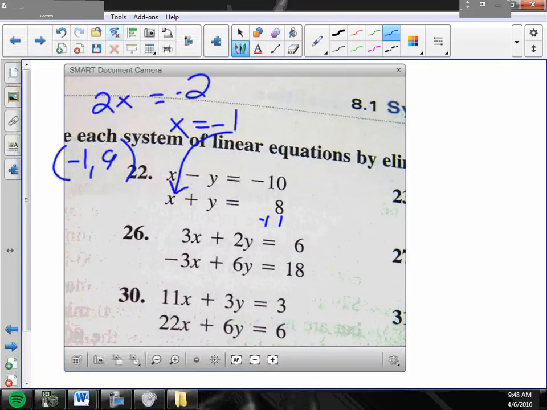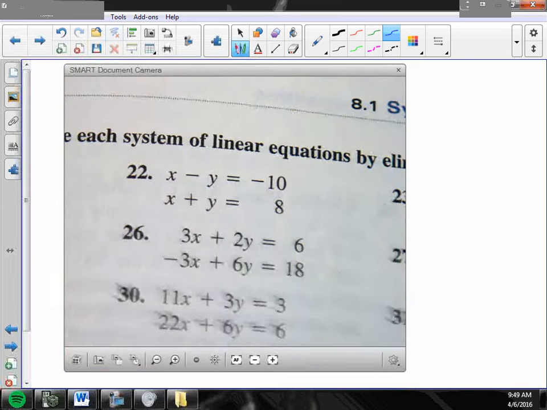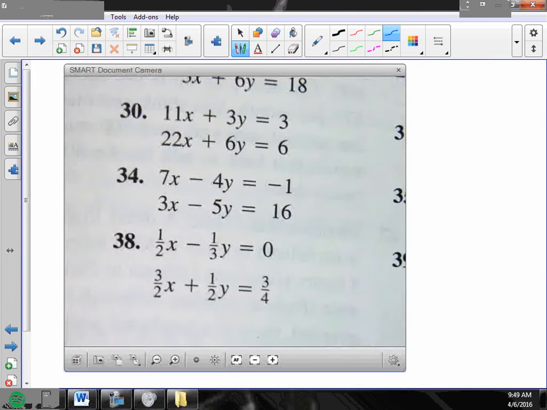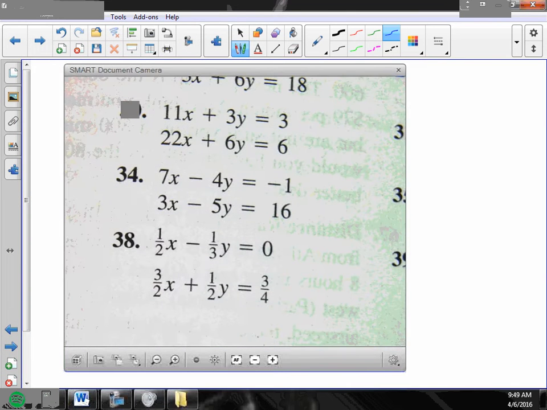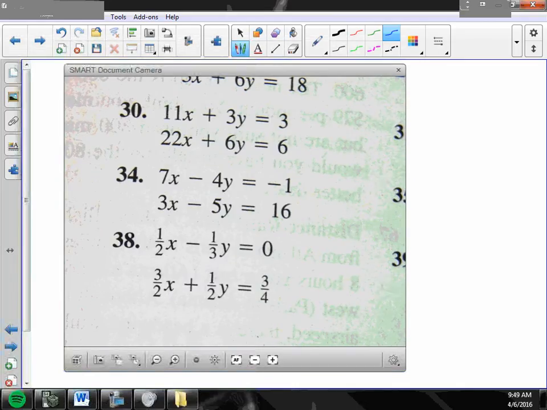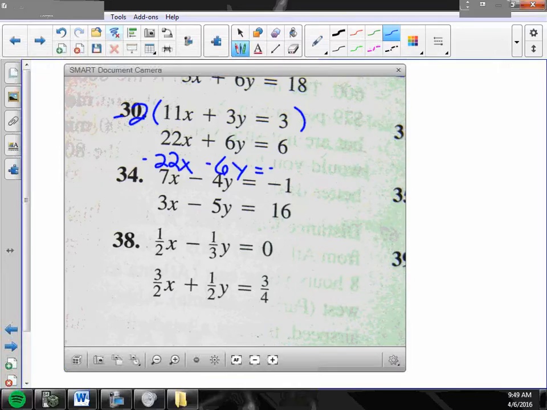All right, take a look at number 30. If I simply add the two equations in number 30, is one of the variables going to eliminate? What do I need to do so that it does eliminate? Times the top one by negative 2. So that gives me negative 22x minus 6y equals negative 6.